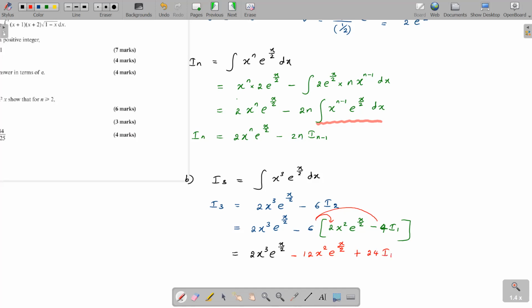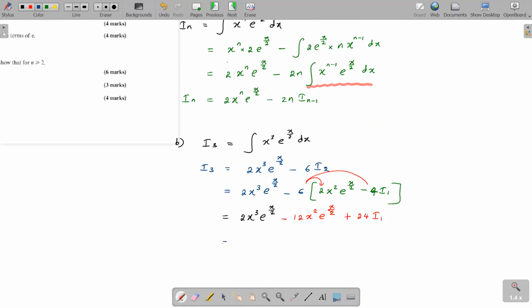Are you with me? We are not done yet, because if we go to find I_1 here, is it easy to find I_1 manually? No. I_1 is the integral of x to the power 1 e^(x/2); it still has the x and e, so there is still a product. To find I_1 also, what will I do? I'll use this equation again.